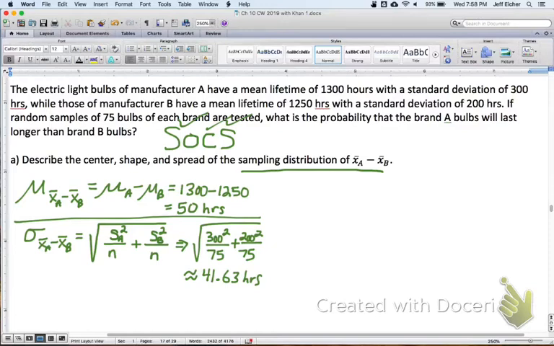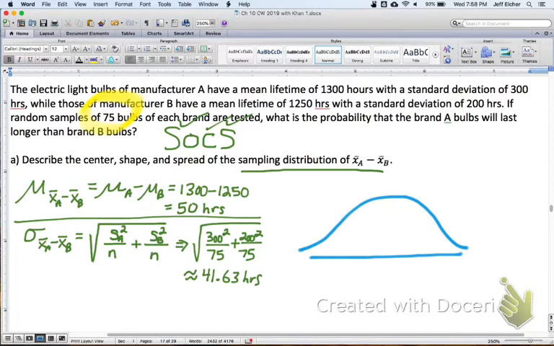Lastly, we have the shape. Well, we're not told anything about the population shape of lifetime in hours, but we are told that both of these samples have a sample size of 75. So since both are greater than 30, by the central limit theorem, we could say the sampling distribution will be roughly normal. So how about we just include that right here? We have a roughly normal sampling distribution. Voila, I like the blue.